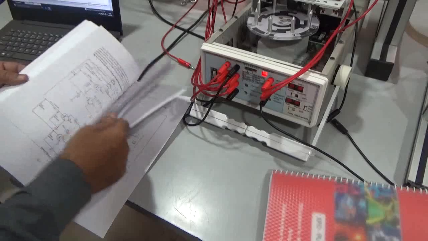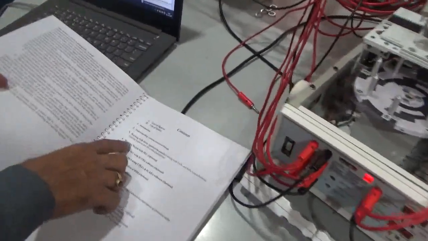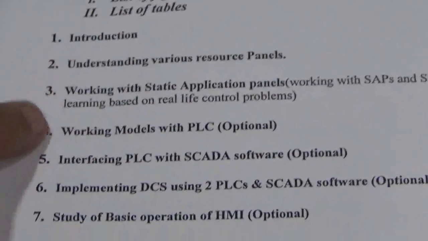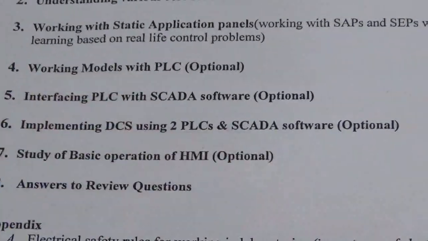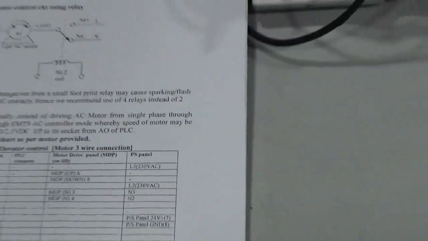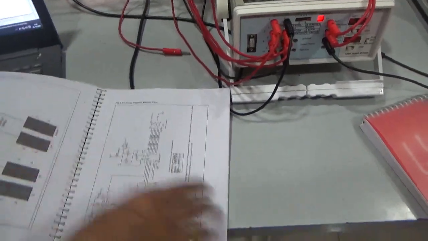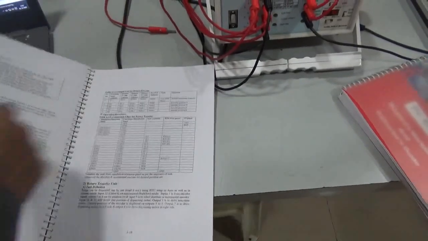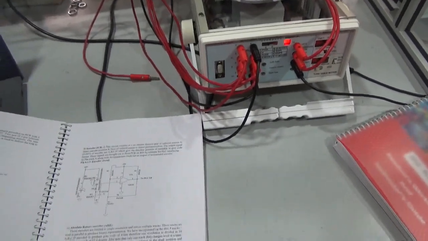Here go to index. These are the different types of experiments or wiring sequences. Now we are studying the working module with PLC, which means chapter number 4. Go to chapter number 4. Here these are the connections for the lift elevator. This is the RTU, so this is the chapter for RTU.